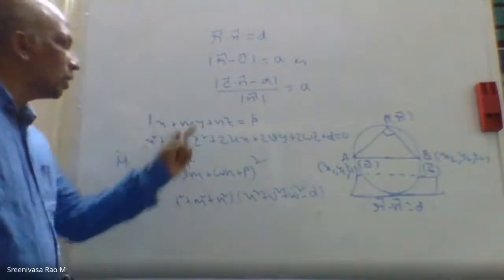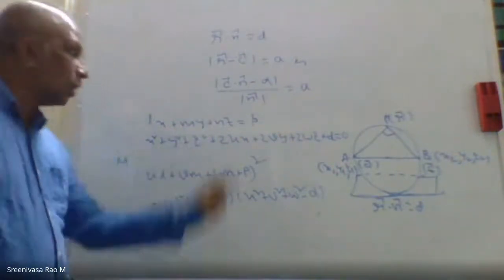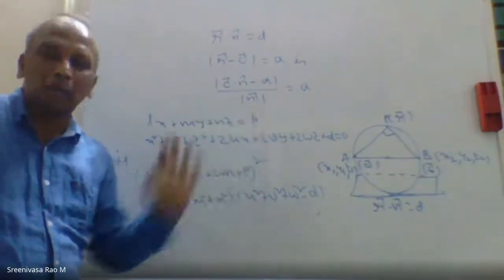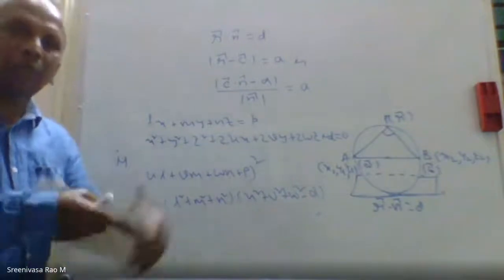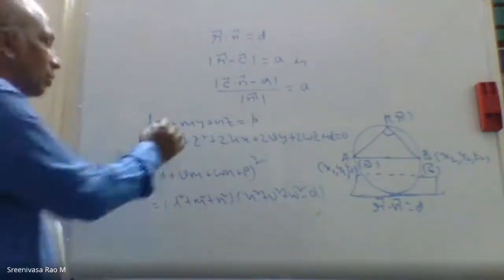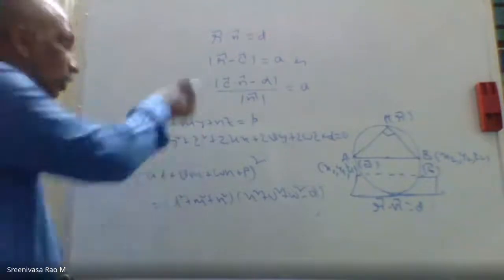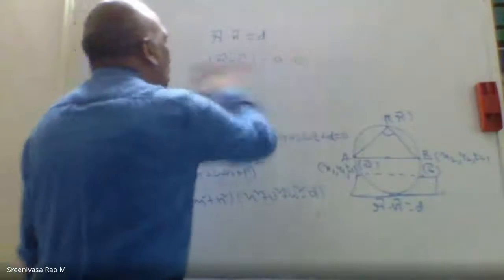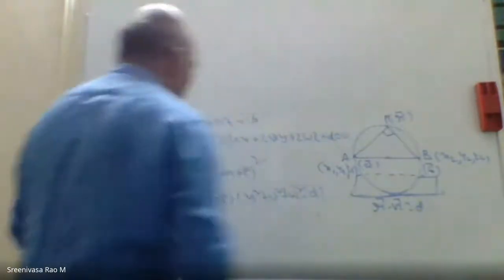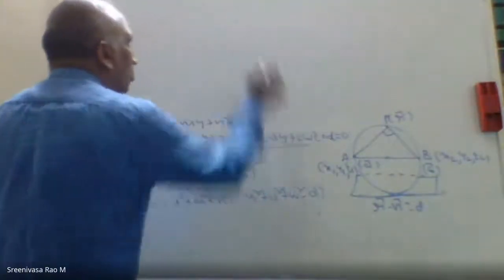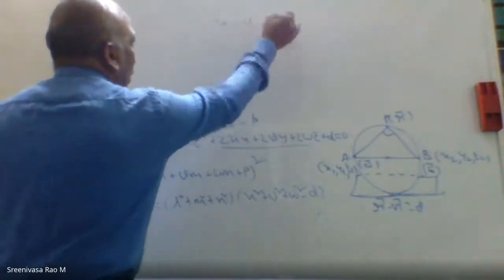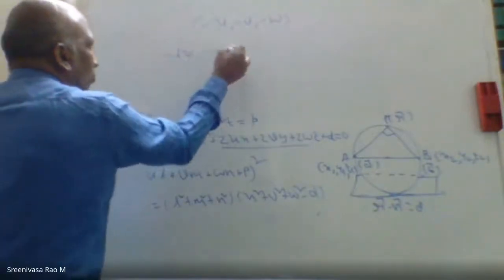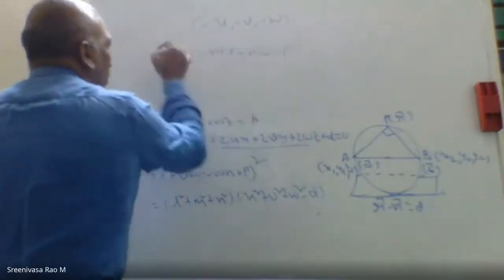The perpendicular distance from the plane to the sphere. What is the center of the sphere? The center is minus u, minus v, minus w. Substitute in this. How will you get the perpendicular distance from the center to this plane? Substituting here, the center will be minus u, minus v, minus w. If you substitute in this, you will get minus lu, minus mv, minus nw, minus p, mod.